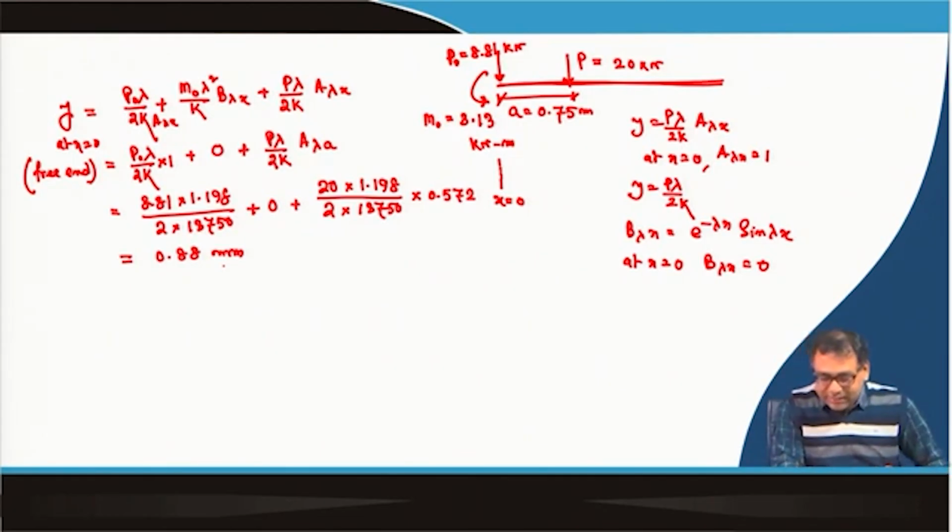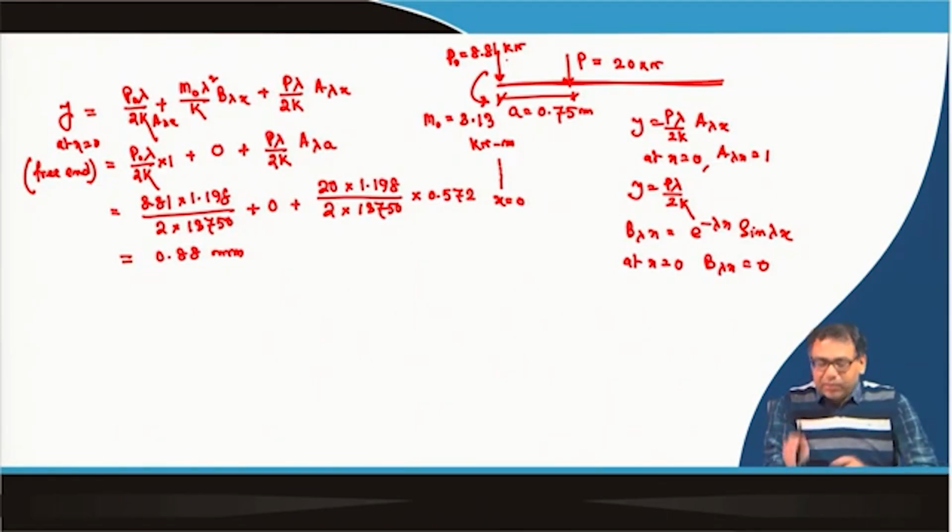In that case, you consider the point is to the right side of P0 and the moment, and the point is just below the P. Okay. You can calculate any point to the right side of the point P also. So, anything you can do by using these equations.